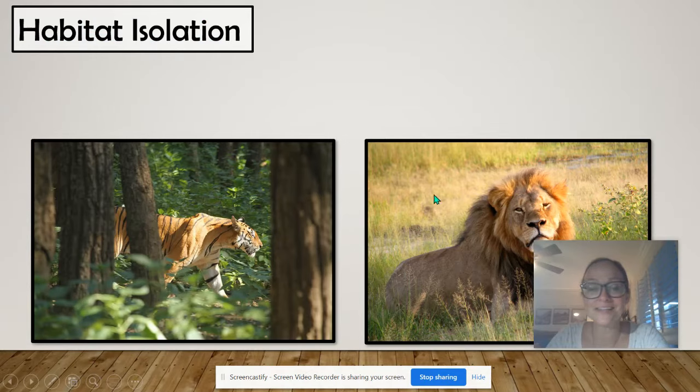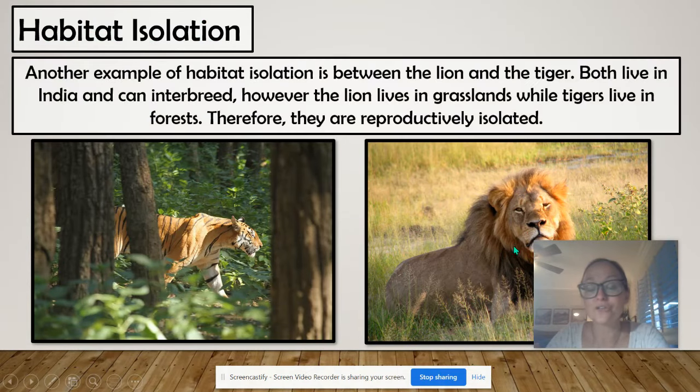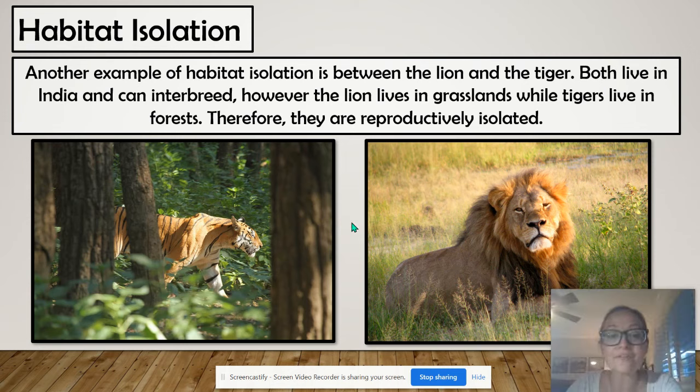Now, we also see this in lions and tigers. They both live in India. However, the lion lives in grasslands while the tiger lives in forests. So their habitats are different, but could they produce viable fertile offspring? Yeah, it's actually called a liger or a tigon, depending on who the mother is. And they have been formed in circuses and stuff, where the two animals are put together artificially by humans. So they can produce offspring together, but in nature, they wouldn't, because their habitats do not overlap. And so therefore, they remain reproductively isolated.